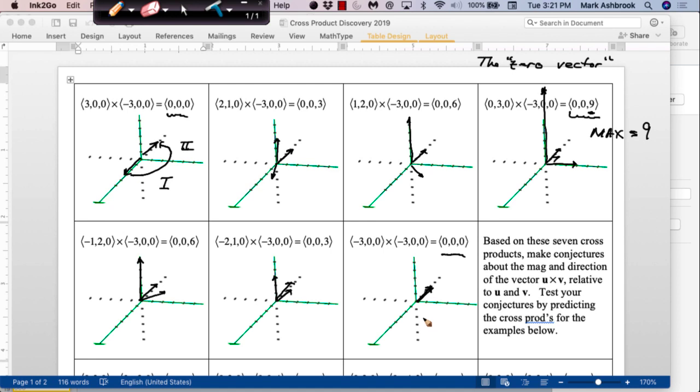So the magnitude of the cross product is very similar to the dot product. It's just the inverse situation. The product of the magnitudes only as much as they're orthogonal. And if they're not orthogonal at all, then your cross product magnitude is 0. Now, what about the direction of the cross product?